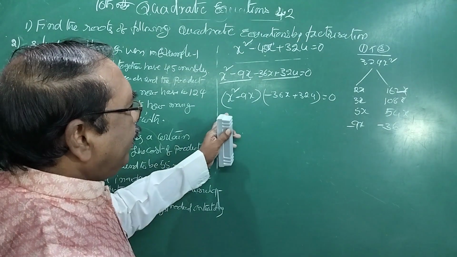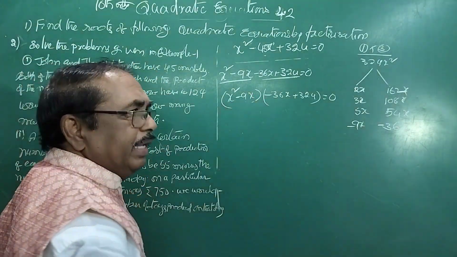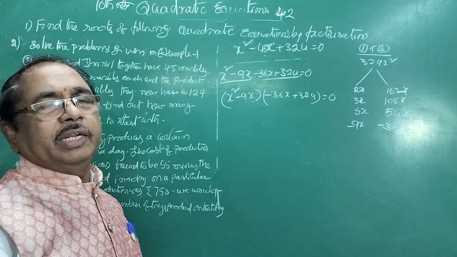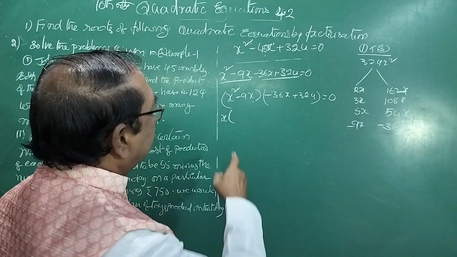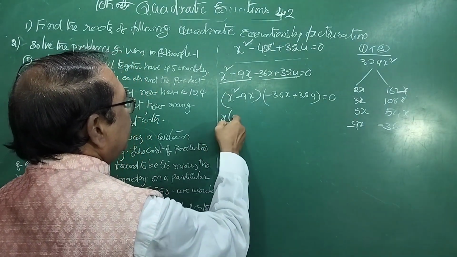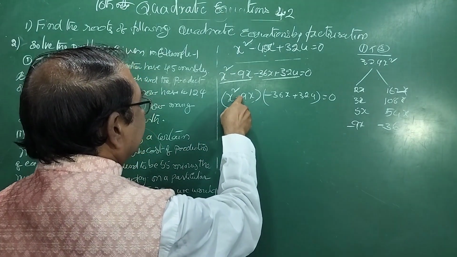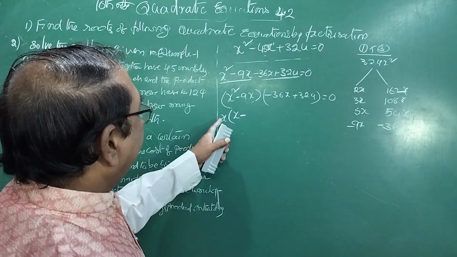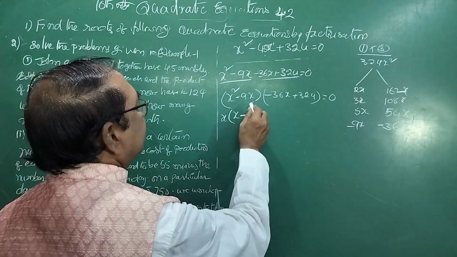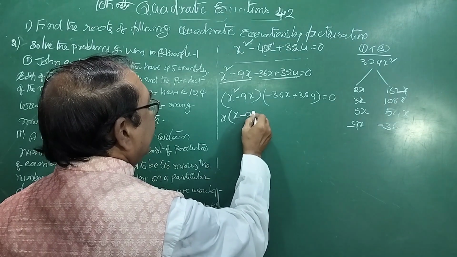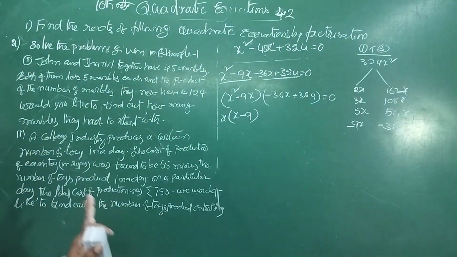Understand? What is the common thing here? That is to be brought out. In this, x is there. Bring out x: x into x minus 9, since minus into plus becomes minus. In this, x brought out, 9 remained. x into 9 is 9x. All right.